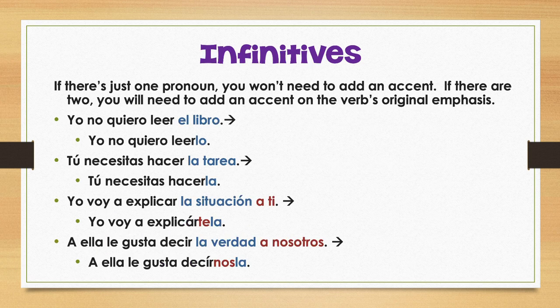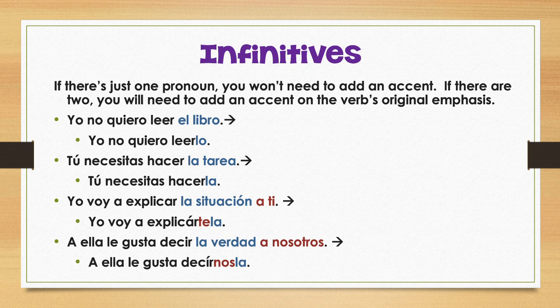Let's start with infinitives. With infinitives, if you're just attaching one pronoun, everything's fine. But if you attach two pronouns, you're going to have to add an accent, and it will be on the verb ending. So, for example, if I want to say, I don't want to read the book, yo no quiero leer el libro, I can say, yo no quiero leerlo. Or tú necesitas hacer la tarea, I can say, tú necesitas hacerla. Just one object pronoun, no accent needed.